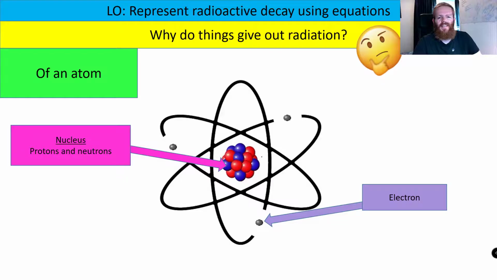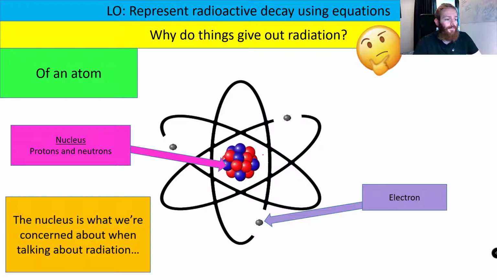I've also said previously that they're sometimes referred to as nucleons. So protons and neutrons, sometimes we call those nucleons because they're the particles found in a nucleus. That's what we're concerned about when we talk about radiation. This nucleus is where radiation originates from. It's not the electrons, you can kind of ignore those.